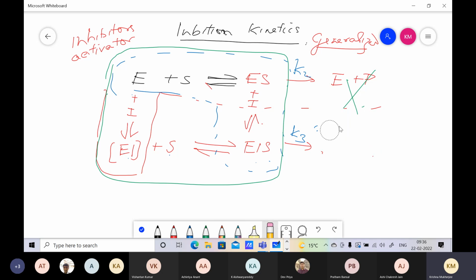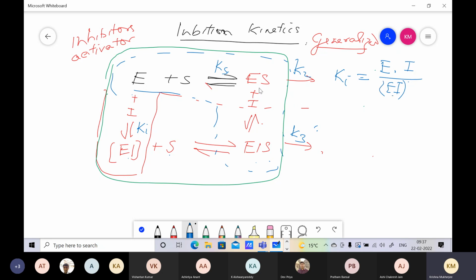So we know that all 4 are not independent. Let me write this here as Ki, and we wrote this as Ks, right? So what is Ki? Can one of you tell me? E into I upon EI. E into I upon E. Yes, E into I upon EI, because this is the dissociation constant.